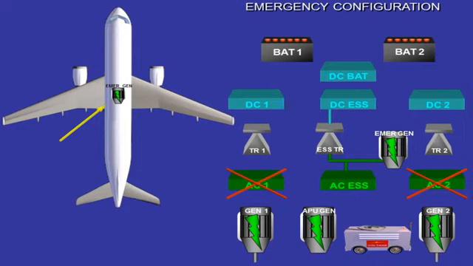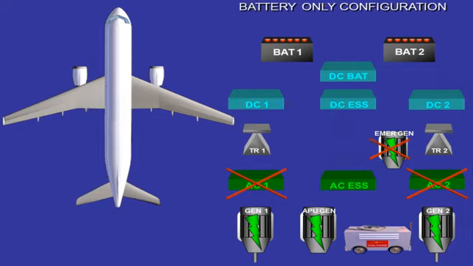In emergency configuration, loss of AC bus 1 and AC bus 2, the essential TR is supplied by the emergency generator. In emergency configuration with emergency generator not available, BAT 1 supplies the AC essential bus via the static inverter, and BAT 2 supplies the DC essential bus.